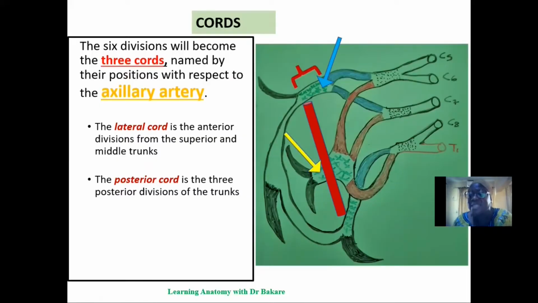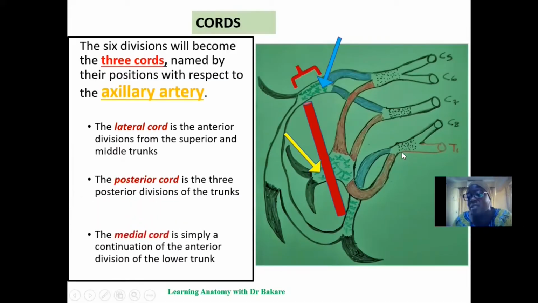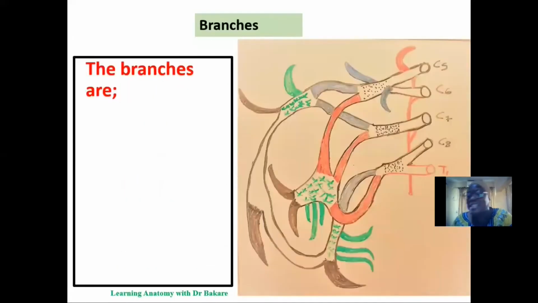And the next is the medial cord. This medial cord is formed by the continuation of the anterior division of the inferior trunk. If you look at it, all other divisions have been taken off to form the lateral and the posterior cord. The only branch that is left is the anterior division of the inferior trunk, and this will now continue to become the medial cord. So the medial cord will now be the continuation of the anterior division of the inferior trunk. And this is the medial cord that is formed as a continuation of the anterior division of the inferior trunk. So let's go to the branches.